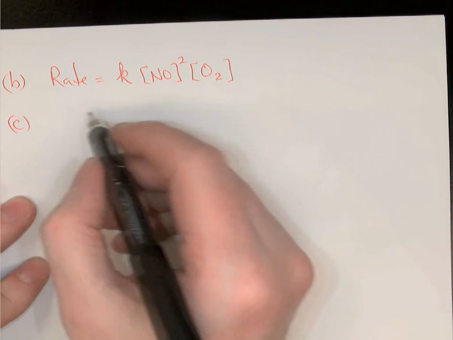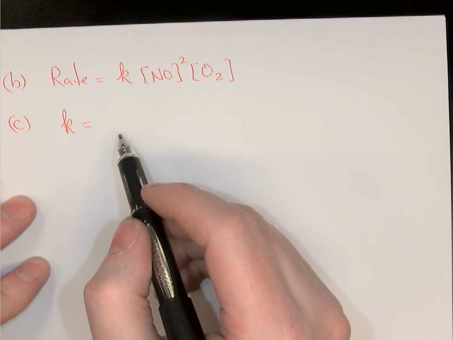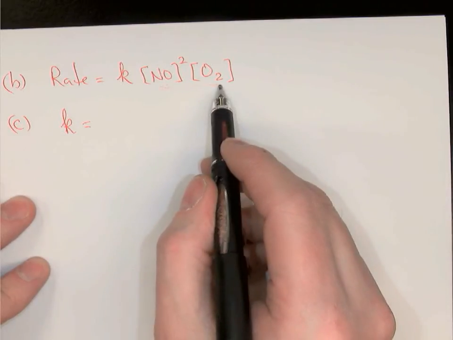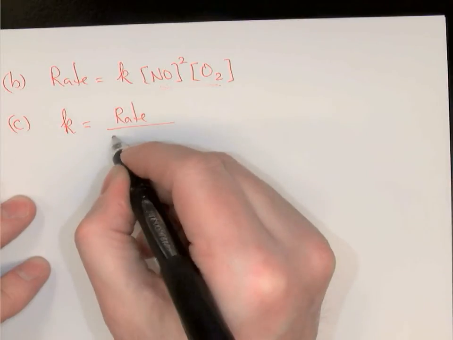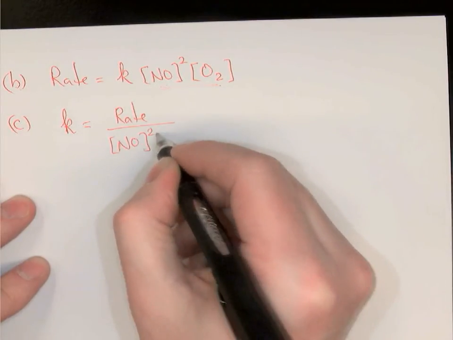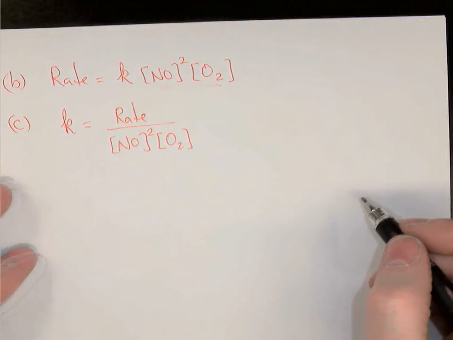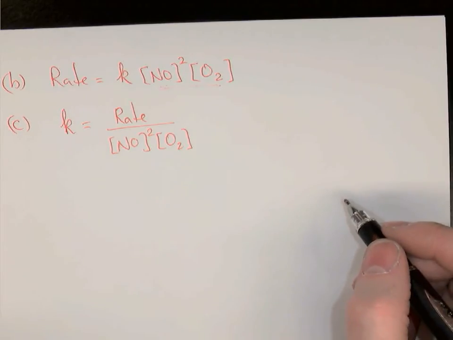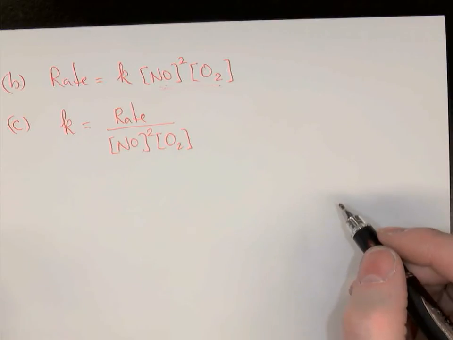If we take the rate law and just rearrange it to solve for k, to get k by itself, you would divide both sides by these concentrations. And so k would equal the rate divided by the concentration of NO squared times the O2 concentration. Now, if this were a real experiment and we had 3 trials, we would calculate k 3 times, for trial 1, trial 2, and trial 3, and then we would take an average.